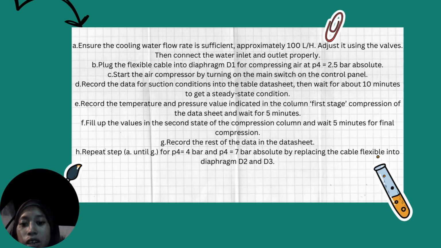5 minutes. Fill up the values in the second stage of the compression column and wait 5 minutes for the final compression. Then, record the rest of the data in the datasheet. Repeat steps A until G for P4 equal to 4 bar and P4 equal to 7 bar absolute by replacing the flexible cable into diagram D2 and D3.